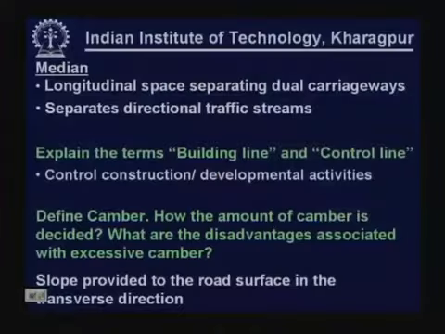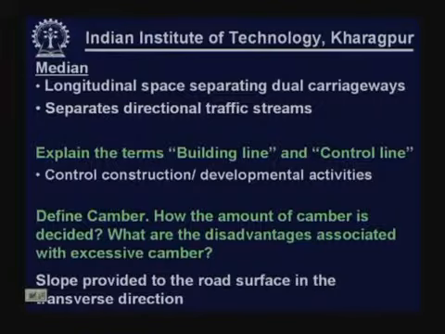Median is basically the longitudinal space separating dual carriageway. It separates directional traffic stream, so it enhances the safety and it works as a traffic control device. Then explain the terms building line and control line. You know, road is acquired up to the right of way or the land width. Beyond that, these building line and control lines are considered for the future need for expansion.